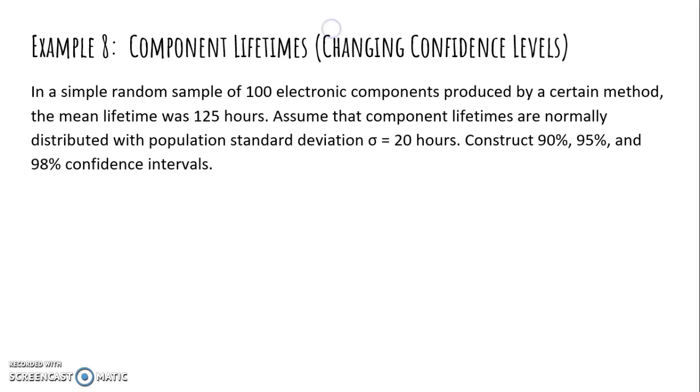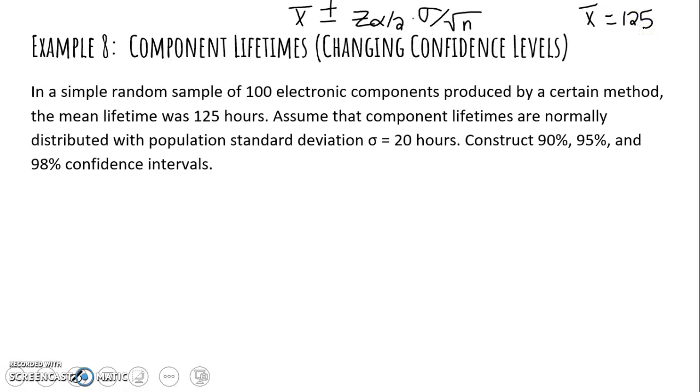So remember, here's the formula. It is x bar plus or minus the critical value times the standard deviation over the square root of n. And for all of these, x bar is 125. That's the sample mean lifetime. And then the z, the critical value, that's going to change. Your standard deviation will be 20.